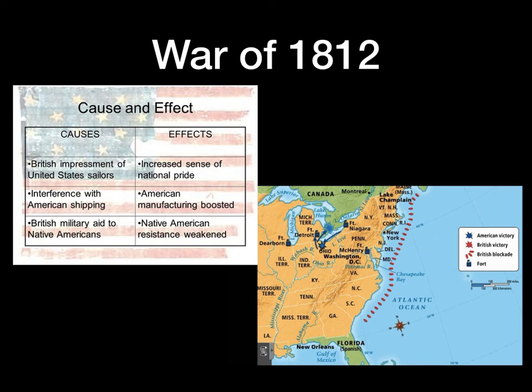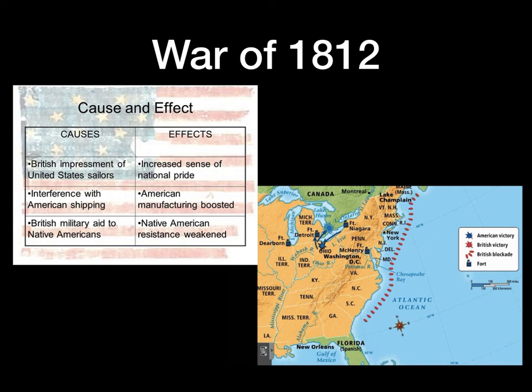We have the interference in American shipping, so sinking American ships that may be trying to sell goods to the French, and British military aids to the natives. And so the British were supplying Native Americans in the Northwest Territory with weapons to fight against the American settlers. So Americans look at this as pretty much a betrayal, and war eventually is declared. James Monroe is president at this time. Thomas Jefferson has already served his 2 terms.